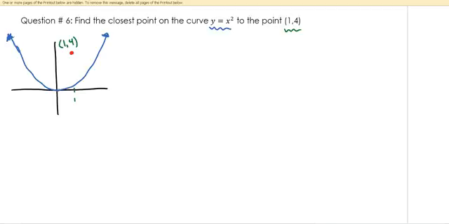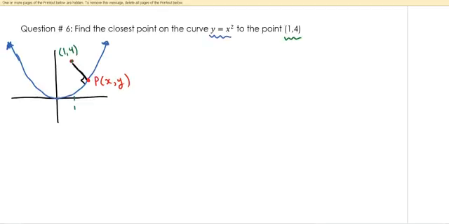Now, I didn't really talk too much about this in class, but the shortest distance, or the closest point between (1, 4) and that curve, is actually along the line that's perpendicular to the curve. So this is perpendicular, that's going to be the shortest distance. This red point right here, this point (x, y), is going to be your closest point on the curve to the point (1, 4). So we need to go ahead and find what the x and y values are.